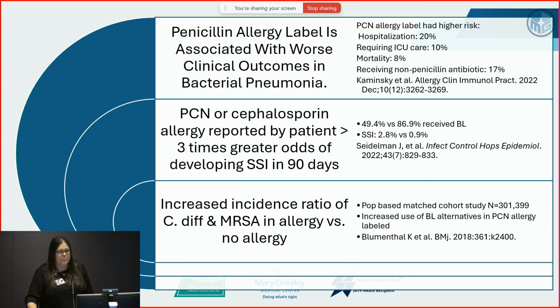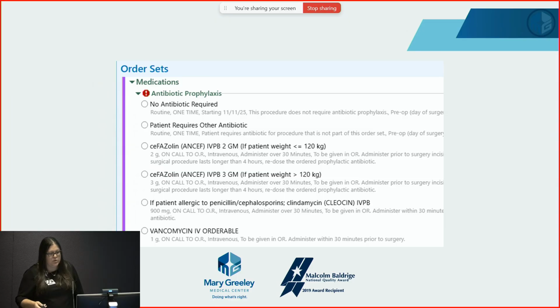And then those alternative antibiotics are often, like we said earlier, associated with more C. diff infection risk, and possibly MRSA. Vancomycin is often a choice when you have a penicillin allergy. So those are just actual studies showing that.